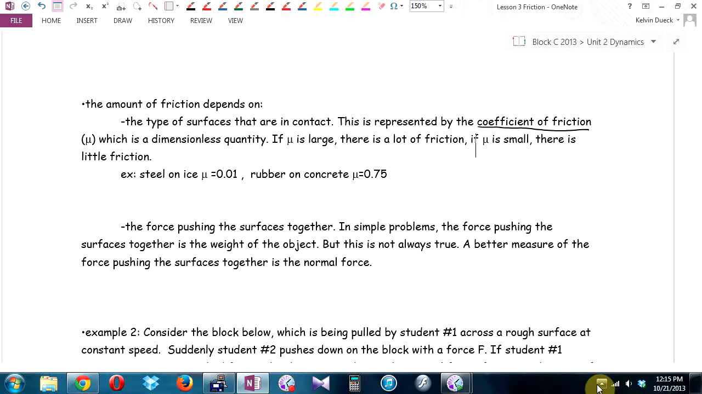Ice has a coefficient of friction of about 0.01, especially steel on ice. That's why ice skaters can glide for so far. Rubber tires on pavement, rubber on concrete, about 0.75. That's why we use rubber in tires. Can it be bigger than 1? Yeah. Usually, I'm going to give it to you, it'll be a decimal between 0 and 1. Bigger than 1 means you can support your own weight and some more weight.